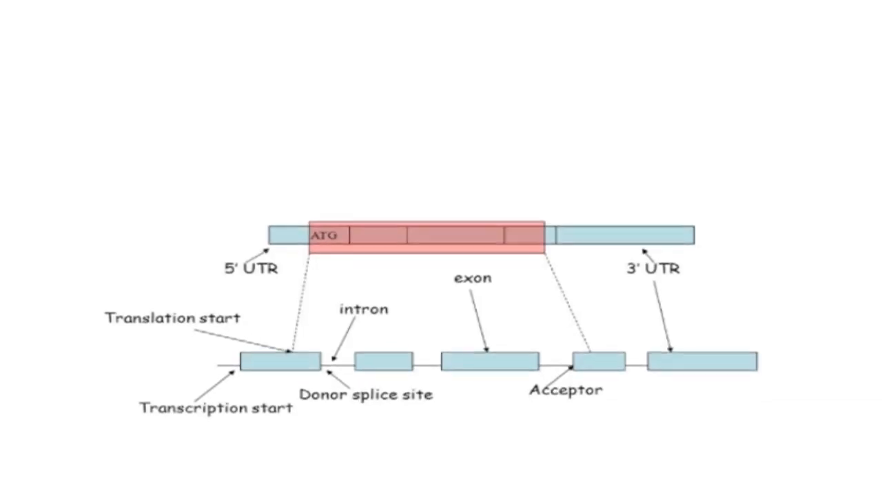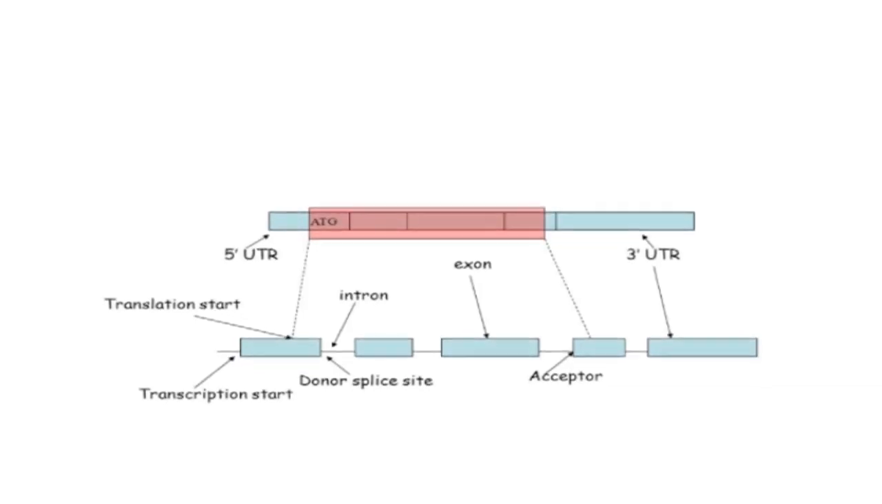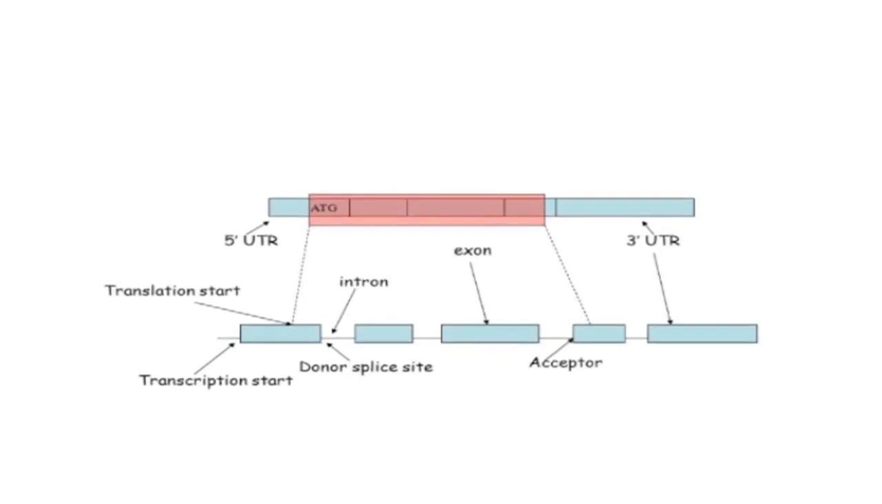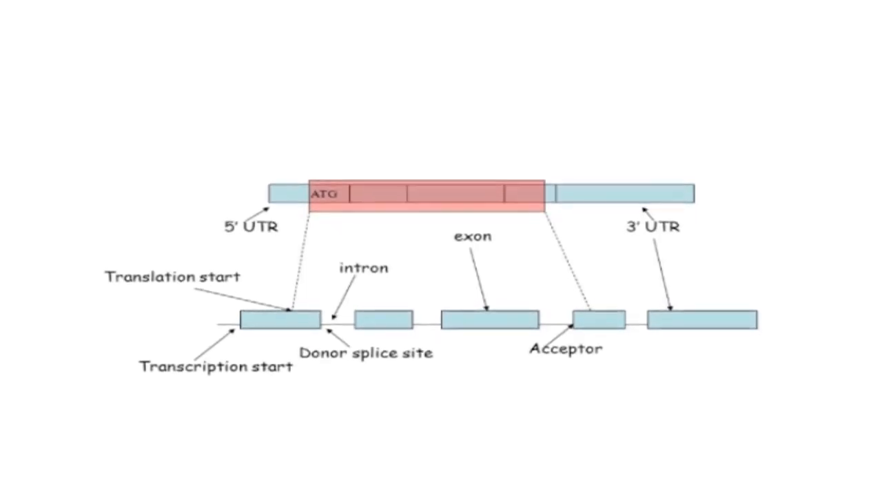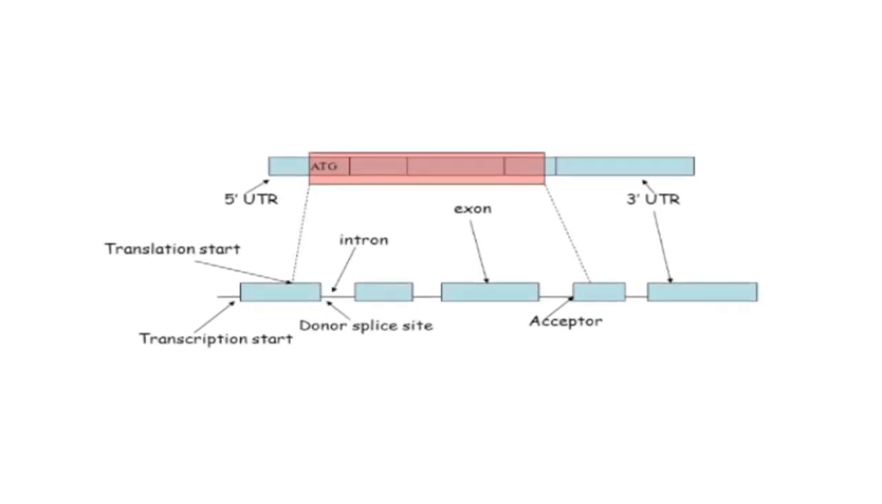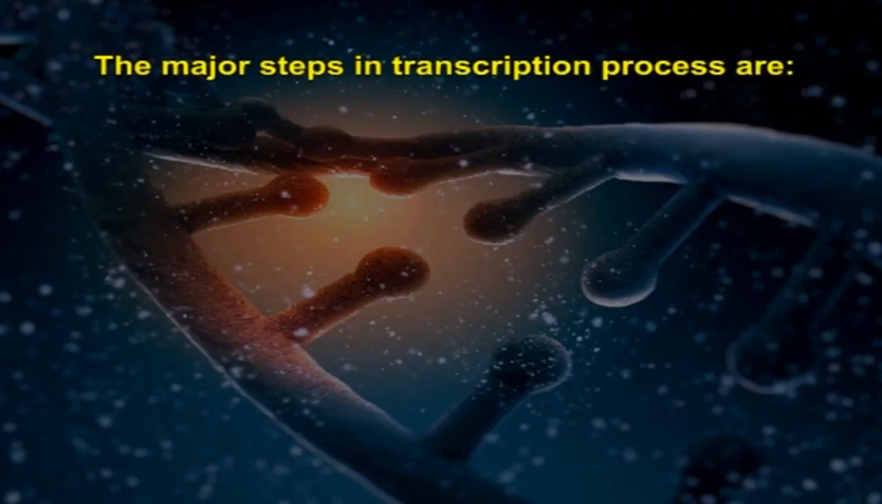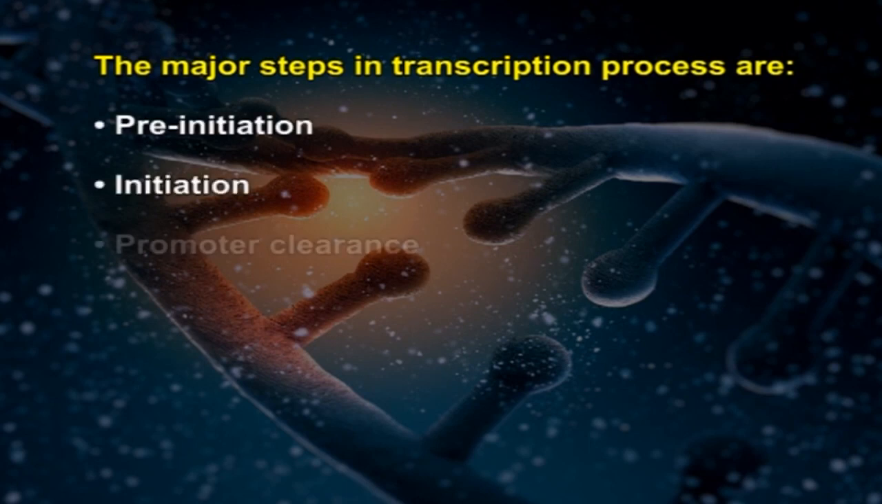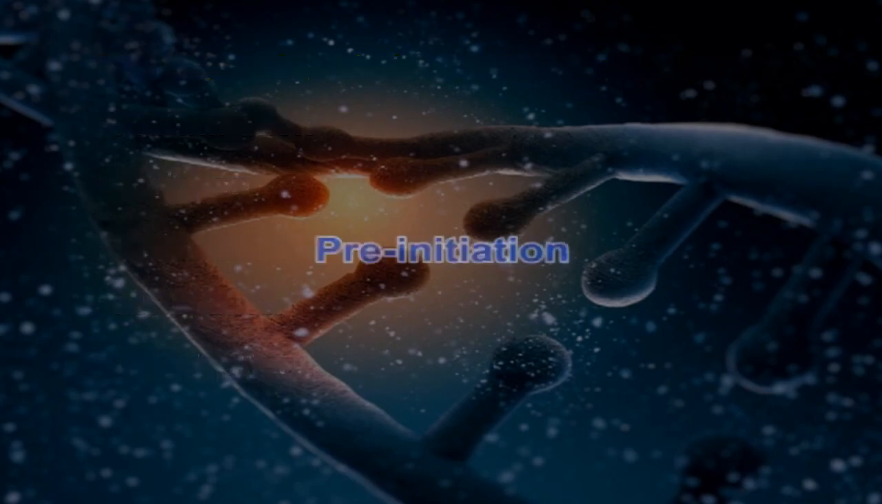The regulatory sequence that is upstream before the coding sequence is the 5'UTR, and the regulatory sequence that is downstream following the coding sequence is the 3'UTR. The major steps in the transcription process are pre-initiation, initiation, promoter clearance, elongation and termination.